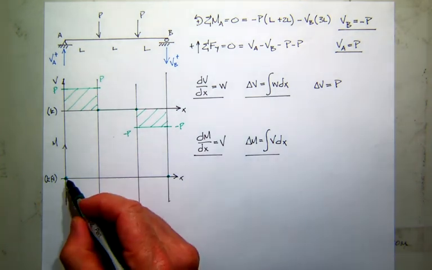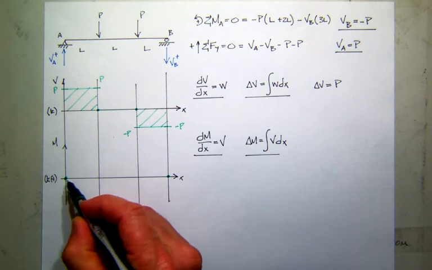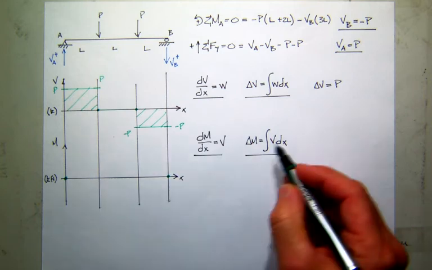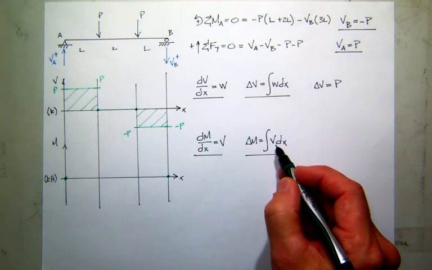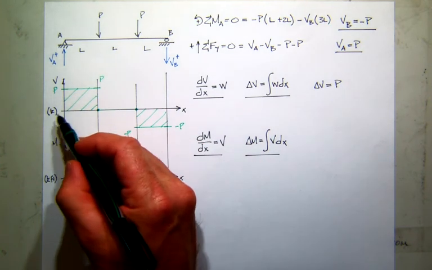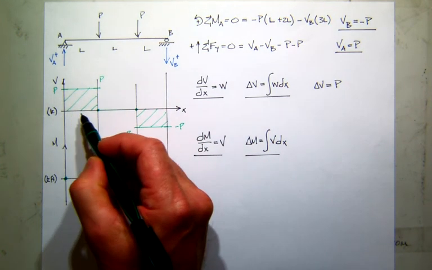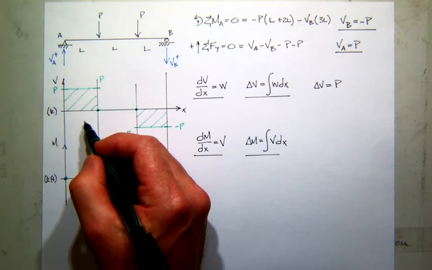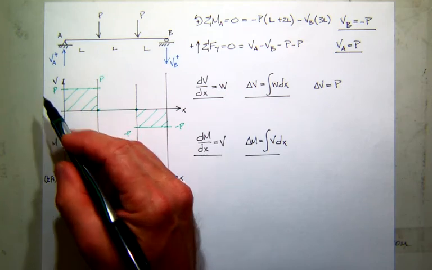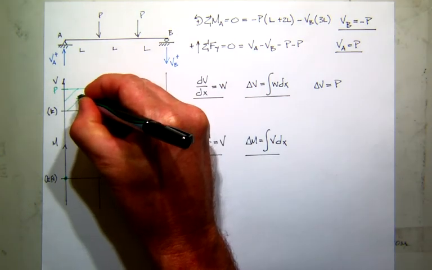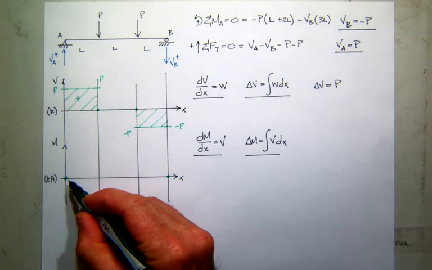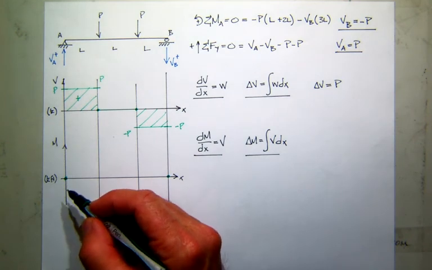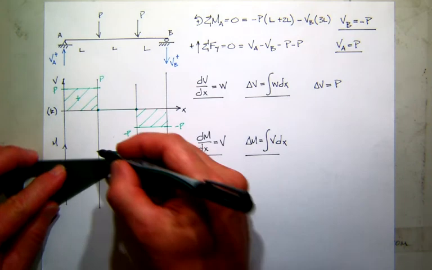So I know where I'm starting with my moment. I want to know the change in moment over the first distance L. So the change in moment is the area under the shear diagram. What's the area of the shear diagram over L? It's a rectangle. What's the area of a rectangle? Base, L, times height, P. And that's a positive area. So that means I'm going to start here and I'm going to add what to it? PL. What's 0 plus PL? PL.